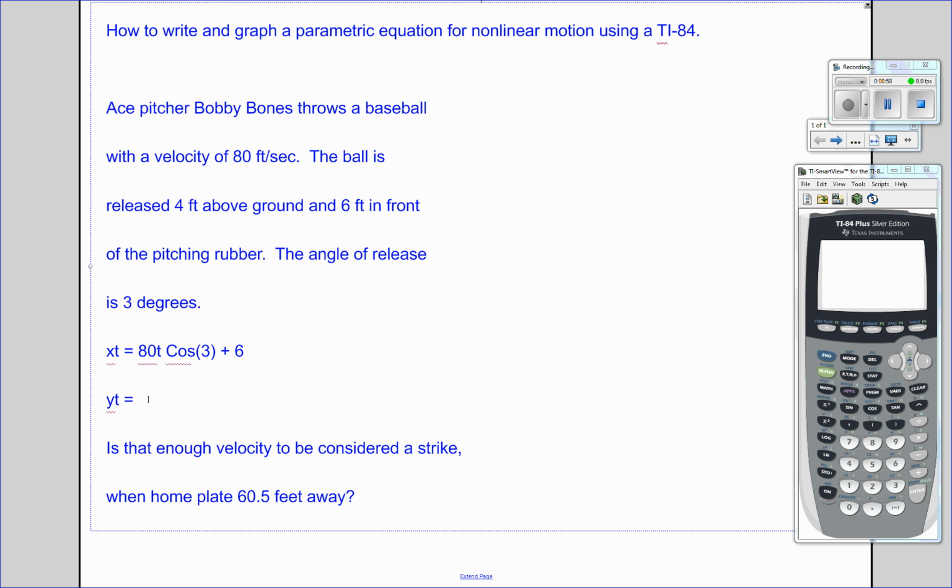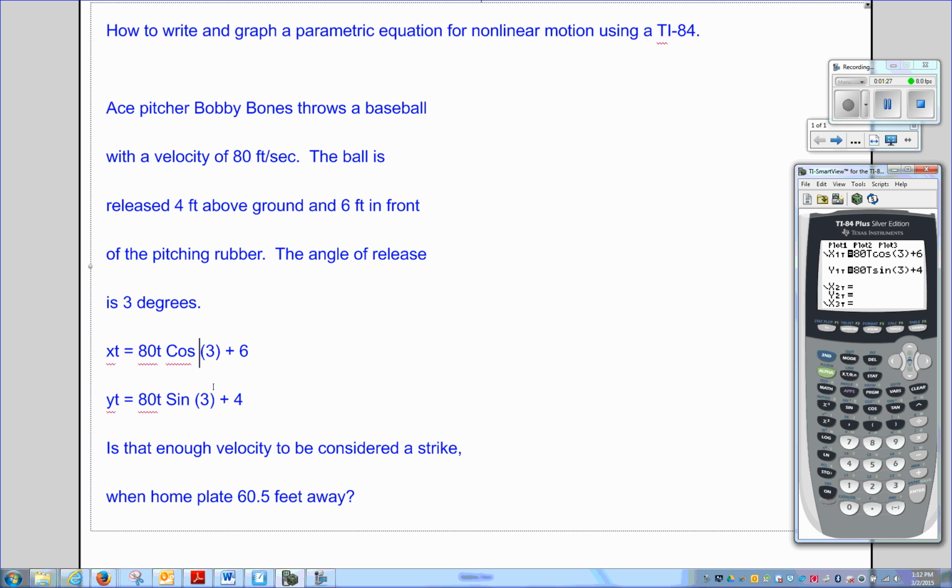The y component, the height, also has a rate of 80t times the sine of an angle of 3 degrees, plus the distance it's released above ground, which is 4. Now, using what I said before about position vectors, this would be a pretty good graph or position vector that would be traveling at 80 feet per second. These are not correct, and I will point out why in just a little bit.